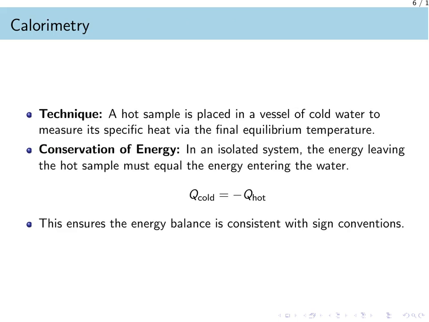Calorimetry is a practical technique used to measure the specific heat of a substance. In a typical experiment, a hot sample is placed into a vessel containing cold water. We then measure the final equilibrium temperature of the mixture. This process relies on the conservation of energy. In an isolated system, the energy leaving the hot sample must be equal to the energy entering the water. Mathematically, we state that the energy gained by the cold part of the system is equal to the negative of the energy lost by the hot part. This negative sign ensures that our energy balance remains consistent with our sign conventions.